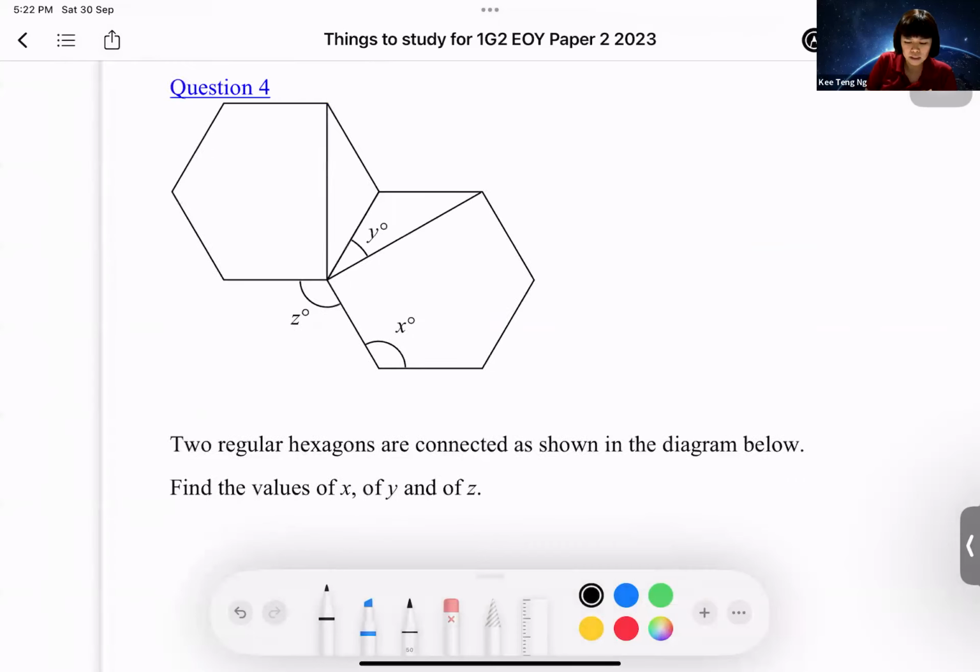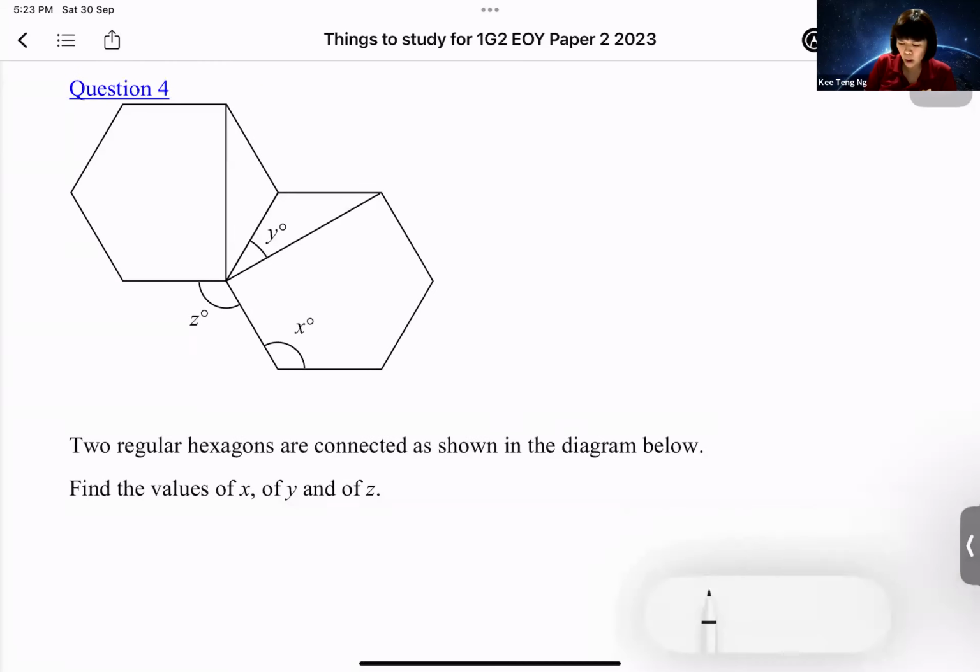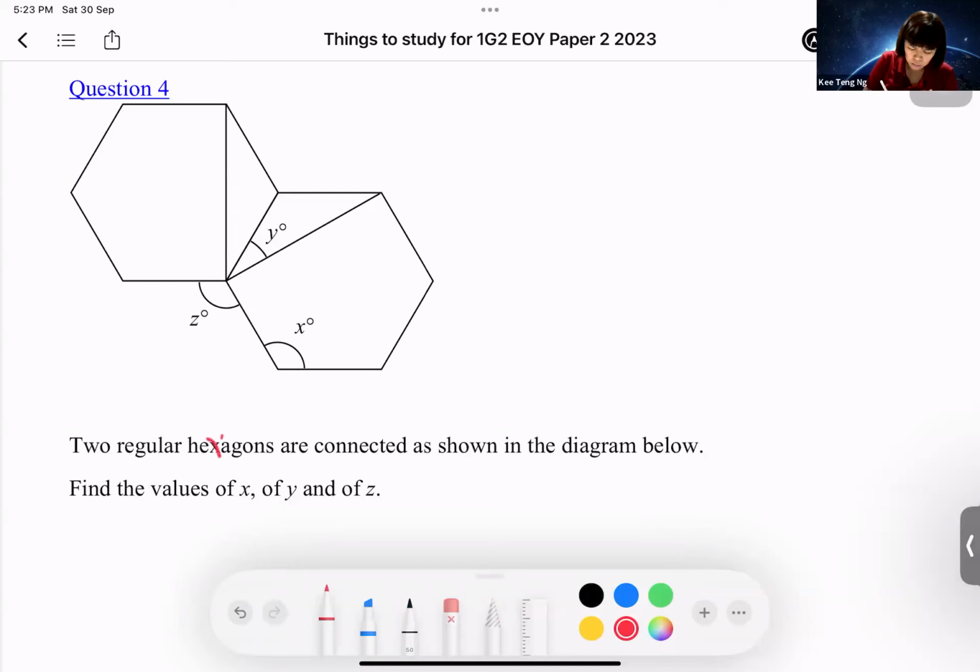Okay, now let's come back to question number 4. Two regular hexagons. Previously, in the previous part, we were talking about polygons, right? We have a certain formula to find the interior angles. Now, this is a hexagon, right? 6 sides. So n is equal to 6. There are 6 sides and it's regular, so you can divide it equally among the different sides. So in this case, I want to find the value for x over here, which is one interior angle.